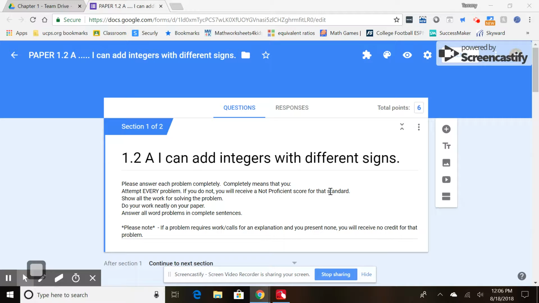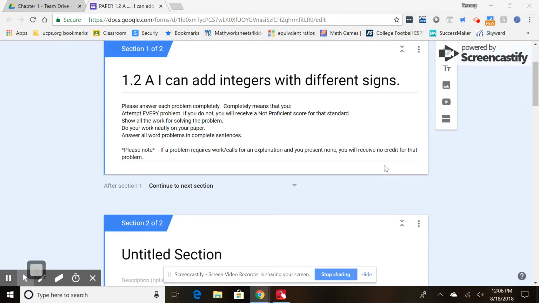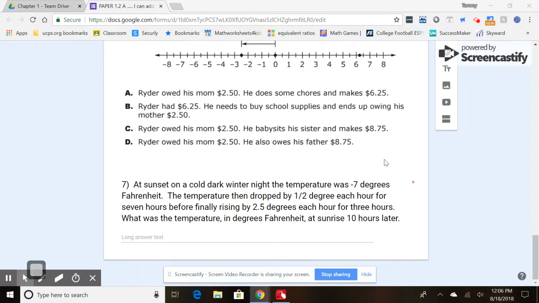Hi, guys. This is Mr. Schaffner. Today we're going to be discussing 1.2. I can add integers with the same sign. And we're going to be talking about question number 7.